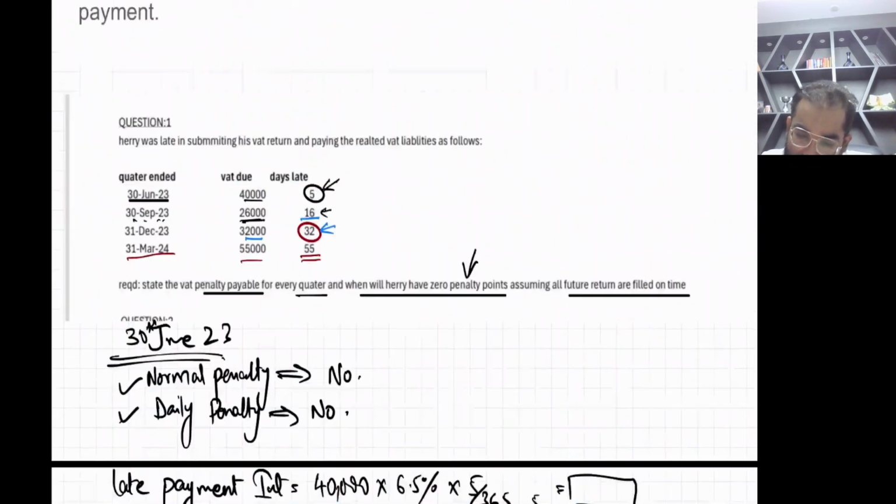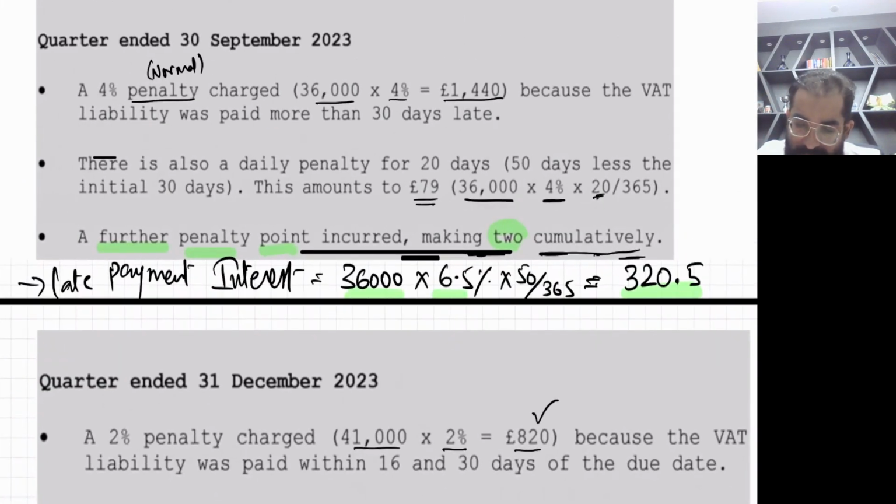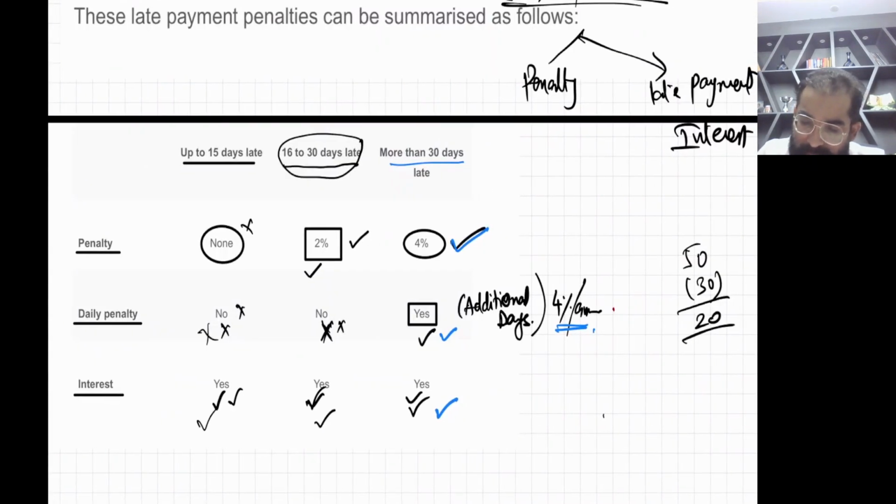Now let's move to the last one: 31st March 2024. Now it's 55,000 and 55 days late. 55 days means more than 30 days, so yes, you will have to bear this 4% normal penalty. Then you have to bear an additional penalty. It's always on the excess days over 30 days, so 55 minus 30, it will be applied on 25 days with this rate. And then you always have late payment interest.